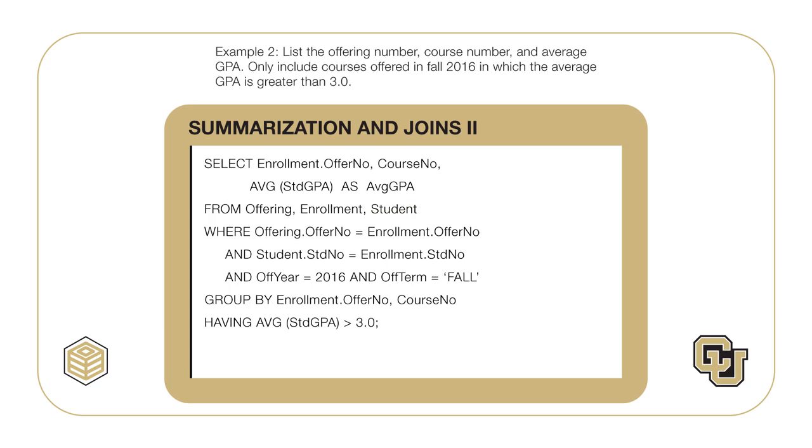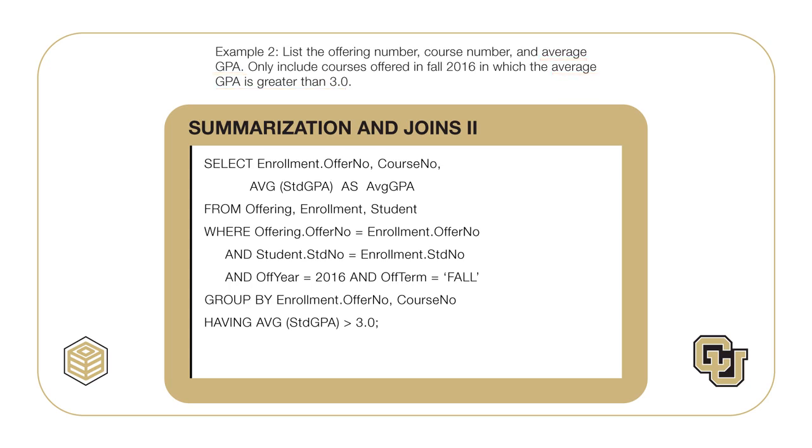The second critical question deals with how tables are combined. The offering and enrollment tables must be joined on offer number using a condition with the primary key and foreign key of the tables. The student and enrollment tables must be joined on student number using a condition with the primary key and foreign key of these tables. Now the third question involves individual rows versus groups of rows. Groups of rows are needed because of the average GPA result and the condition on average GPA.